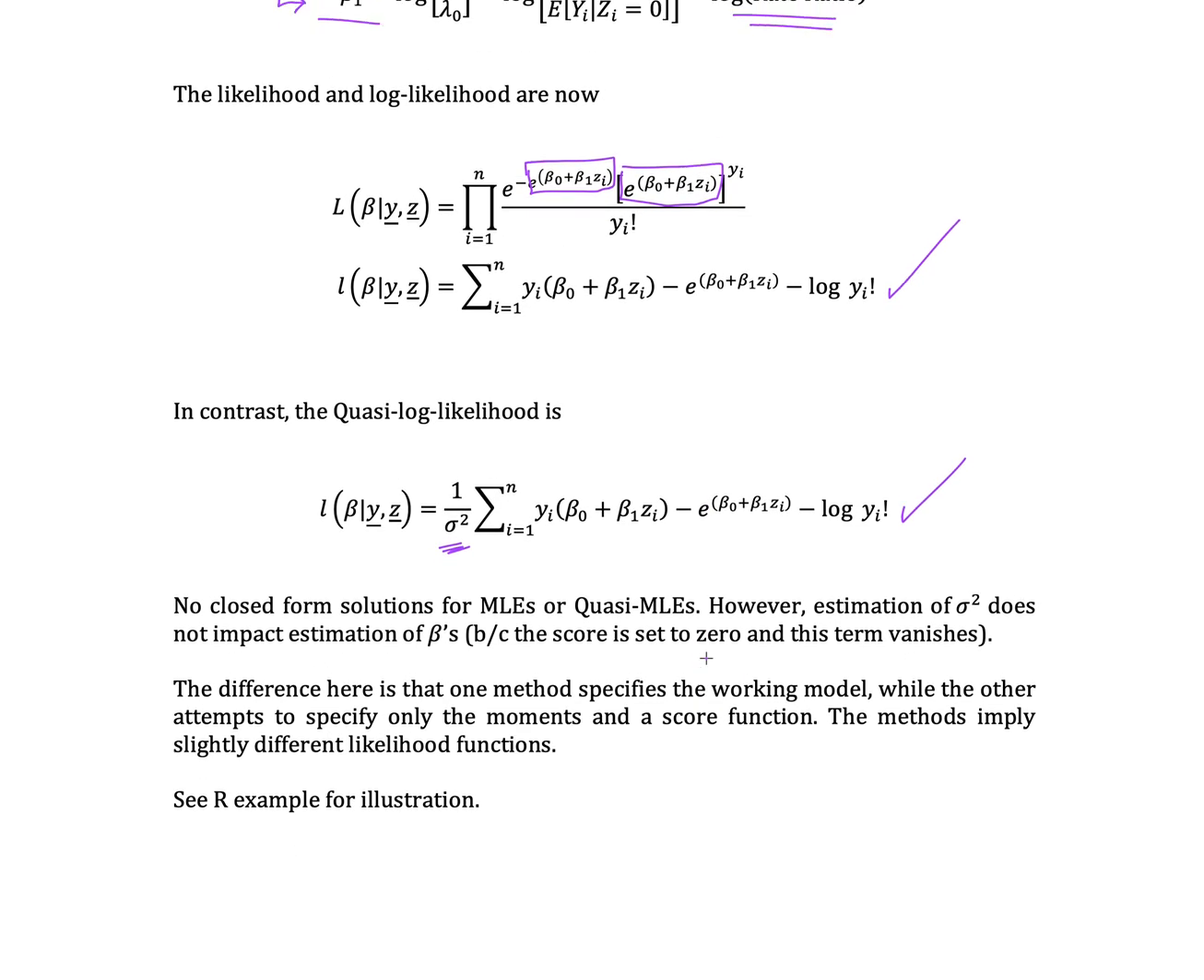All right, so the difference here is that one model specifies a working model, Poisson. And that model may or may not be correct, depending on how you model the data or depending on what you know about the process. The other, the quasi-likelihood, is really only trying to specify the moments, right? And it starts by using a score function. And these methods imply slightly different likelihood functions, so you get slightly different answers. And in the next video, I'm going to show you how we do this in R so that it's clean and clear and you can see what's going on.